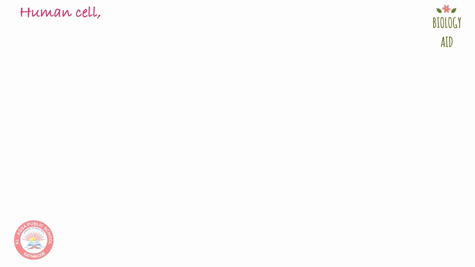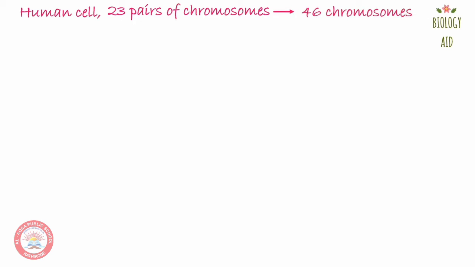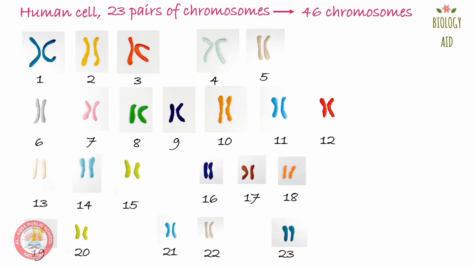We know that in a human cell there are 23 pairs of chromosomes, which means in total there are 46 chromosomes. These are the 23 pairs of chromosomes present in a human cell. The last set is known as the sex chromosome. Now, why is it called the sex chromosome? Because it is this pair that determines the sex of an individual.